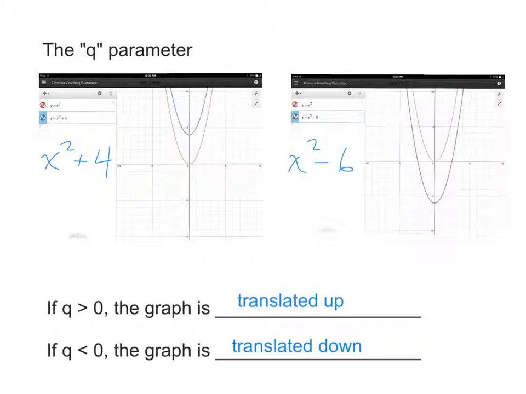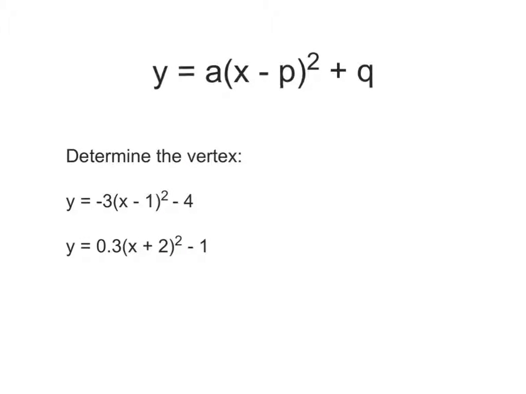The last thing that we talked about before that I didn't actually say here is if you're moving p units to the right or left and q units up or down, then p and q is the vertex of a parabola when it's in that form. So the vertex is p and q.